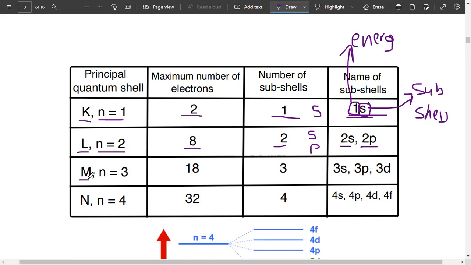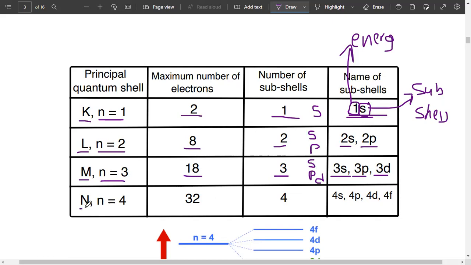Third shell पे move on करें, so we call it M shell as well, n is equal to 3. Maximum number of electrons that the third shell can occupy is 18, and the number of subshells it has is S, P, and D. तीन सबशेल्स इसके अंदर फिट हो सकते हैं, so we call them 3s, 3p and 3d. ऊपर इनकी जो पावर लगाएंगे, the power is going to tell us कि कितने इलेक्ट्रॉन्स एक में आएंगे.